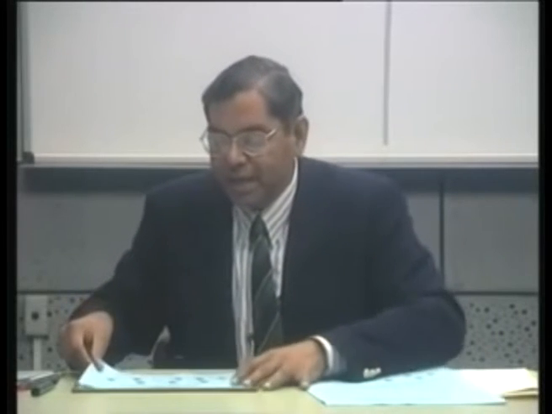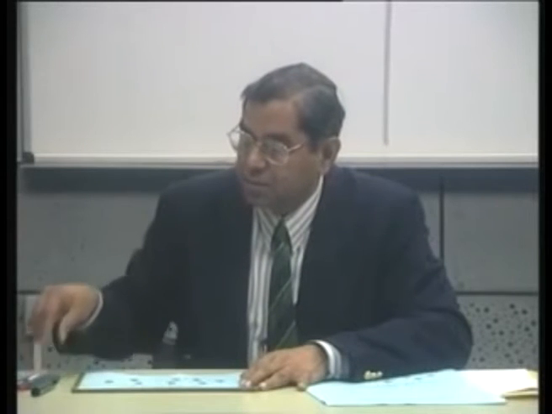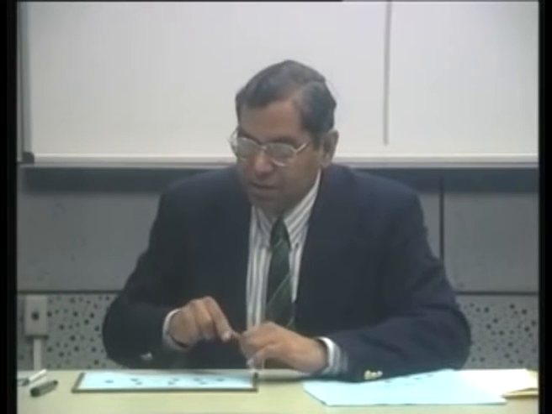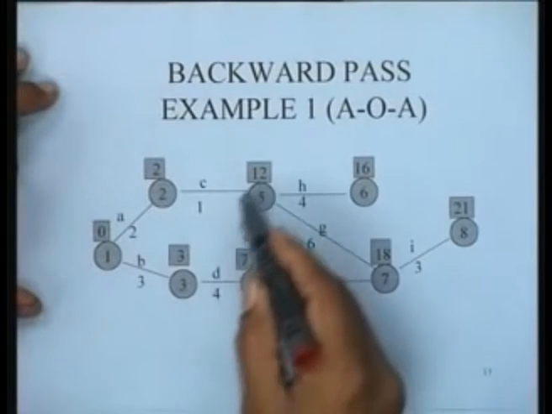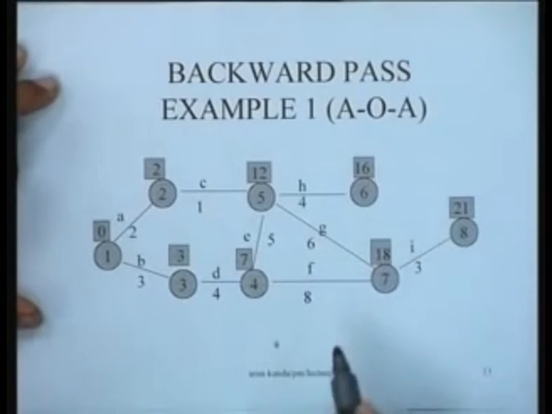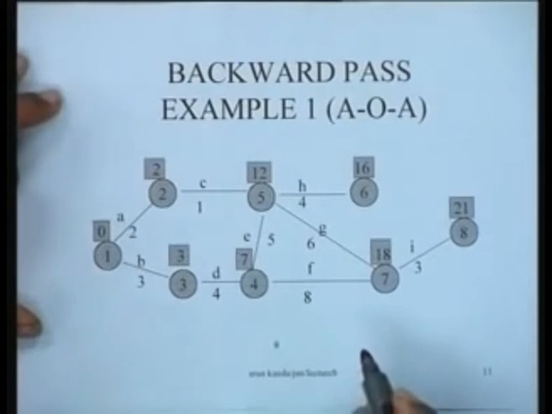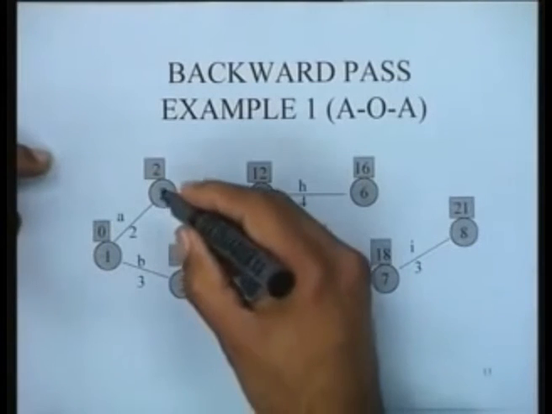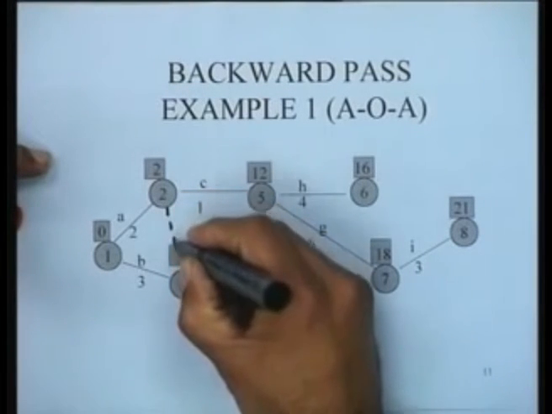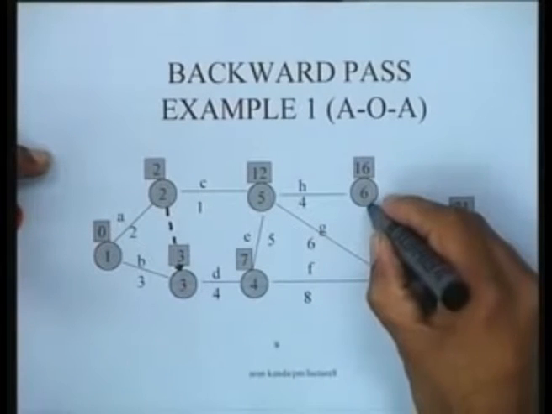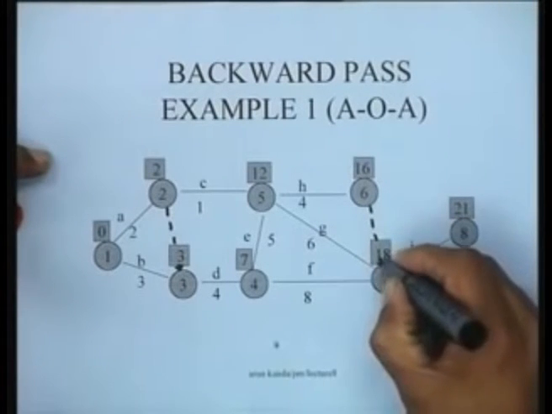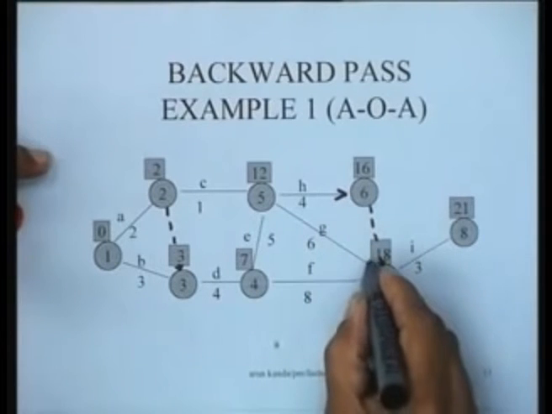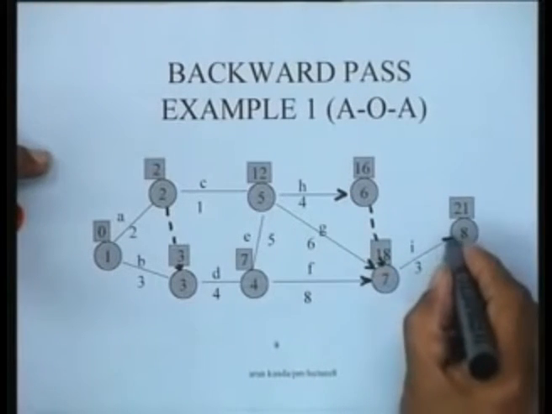Now let us see how the backward pass is done. We have already done the forward pass for this particular network. In the forward pass, we have identified the numbers which are written in the top boxes. So in this example, let us take this network. Recall that this network has a dummy here, it has another dummy here which goes in, and of course the directions of the arrows are as shown here.